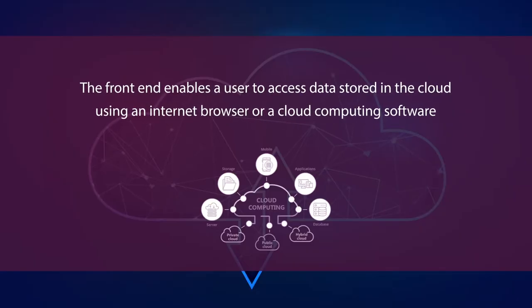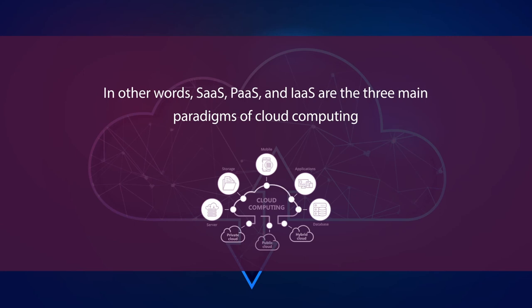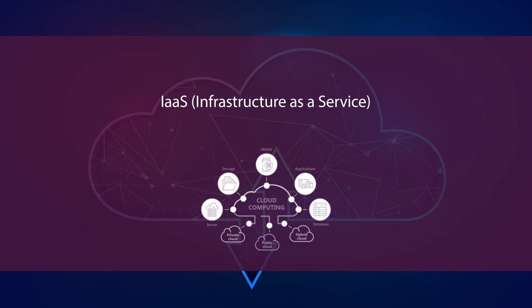So there would be a front end that enables users to access data stored in the cloud using an internet browser or cloud computing software. This cloud computing software is also available in the market and is able to provide the services. And on the other hand, SaaS, PaaS and IaaS are the three main paradigms of cloud computing: infrastructure as a service, platform as a service and software as a service.